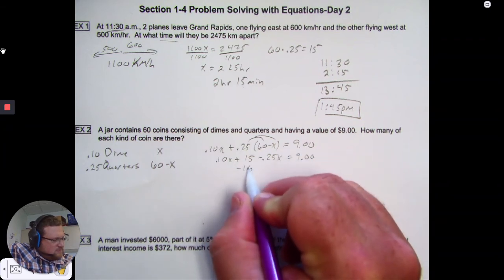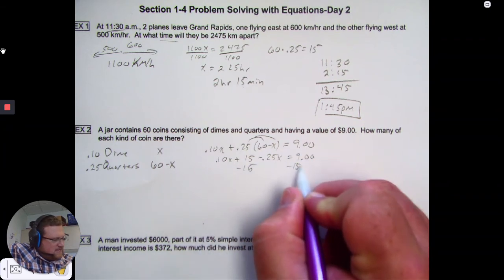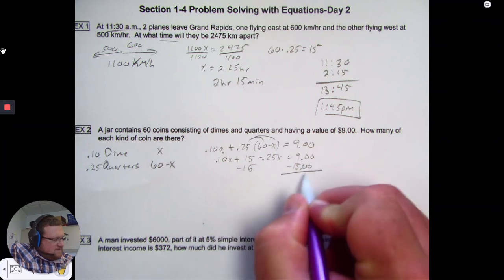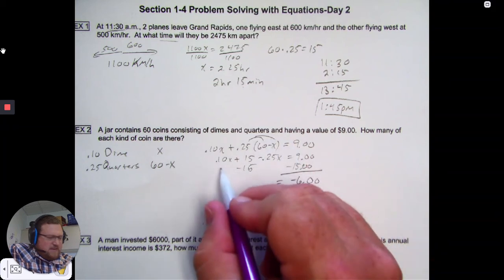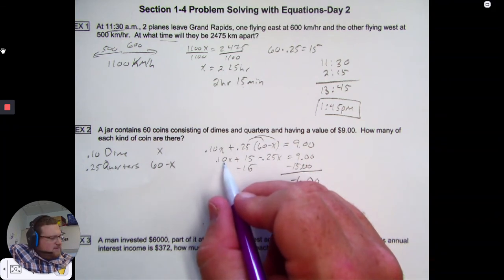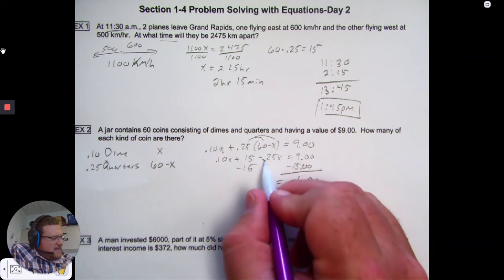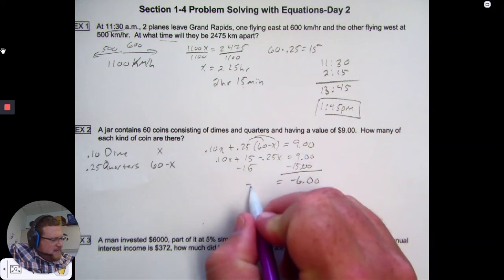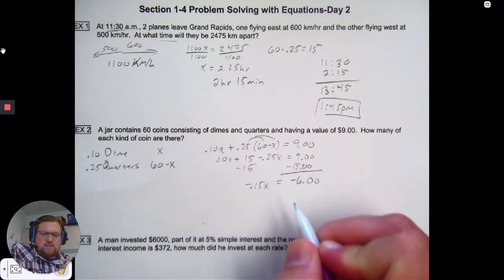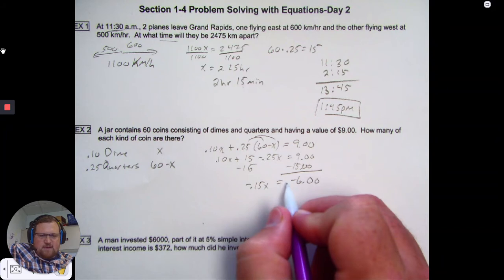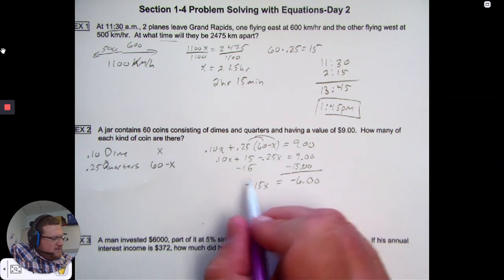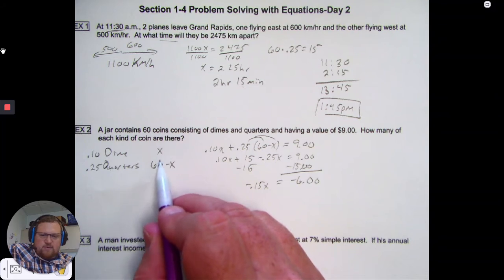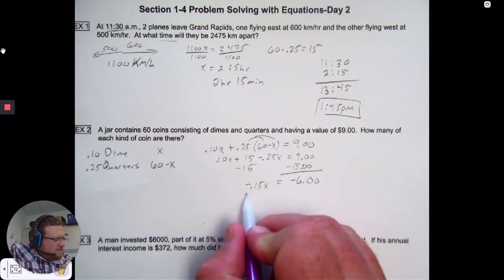I can subtract 15 from both sides. That gives me a negative $6 on the right side of my equation, and on the left side I have 0.10x and negative 0.25x, which leaves a negative 0.15x, right? But that's good that we have a negative on both sides, because then we know that they'll cancel each other out, and since we can't have a negative number of dimes, we know that we're in the right direction.